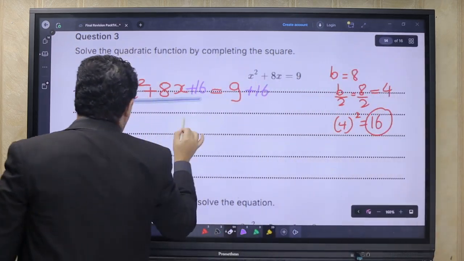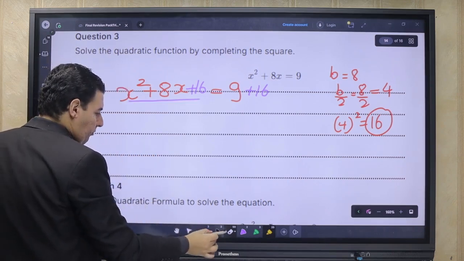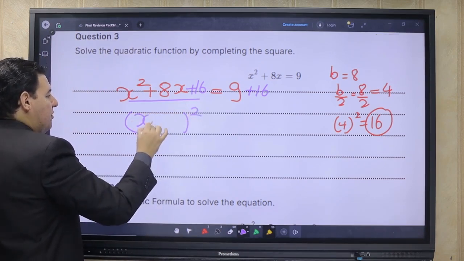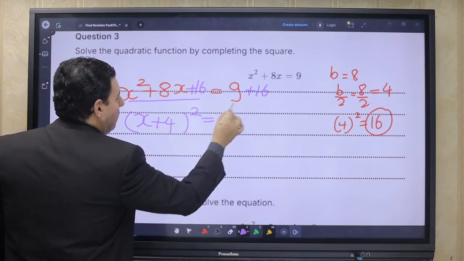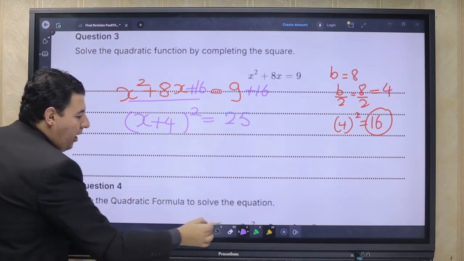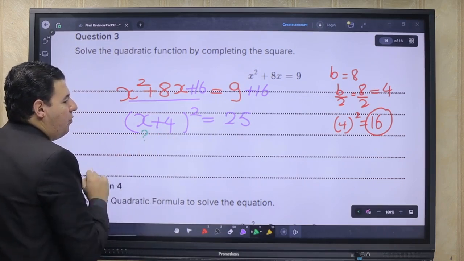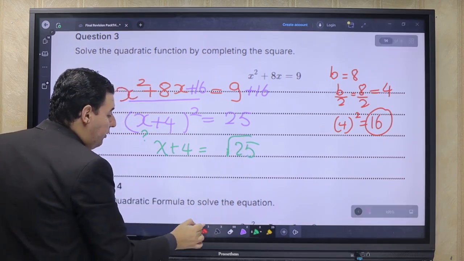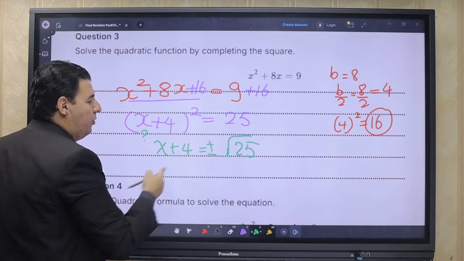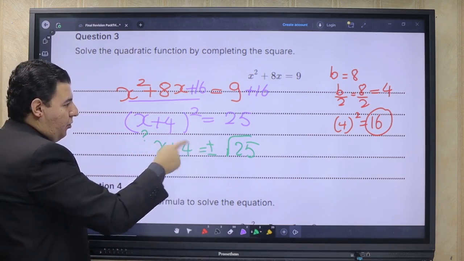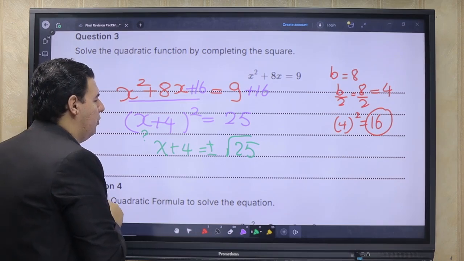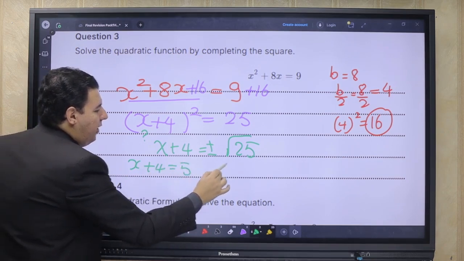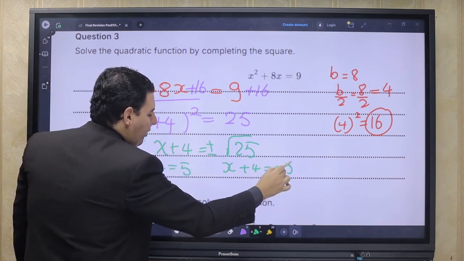So we will open this bracket to the power of 2. x negative 4, we will change the sign. It will be plus 4 equal 9 plus 16 equal 25. How can we find the value of x here? We are going to take the square root. So x plus 4 equal square root 25. But don't forget to write positive or negative square root, because I put the square root of 25. So x plus 4 here equals 5, and x plus 4 equal negative 5.